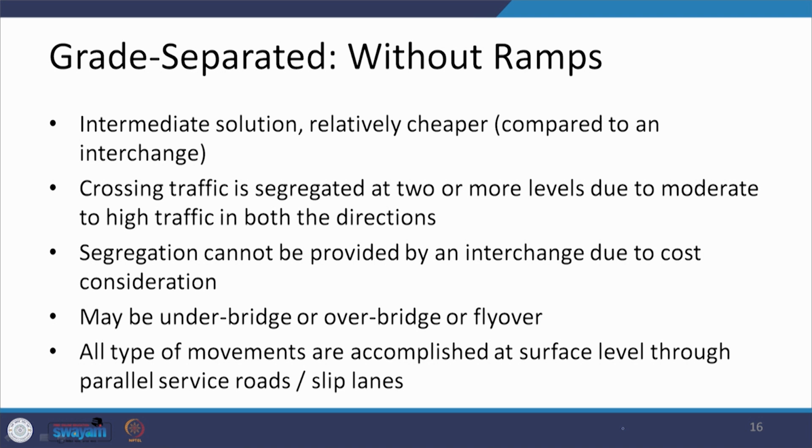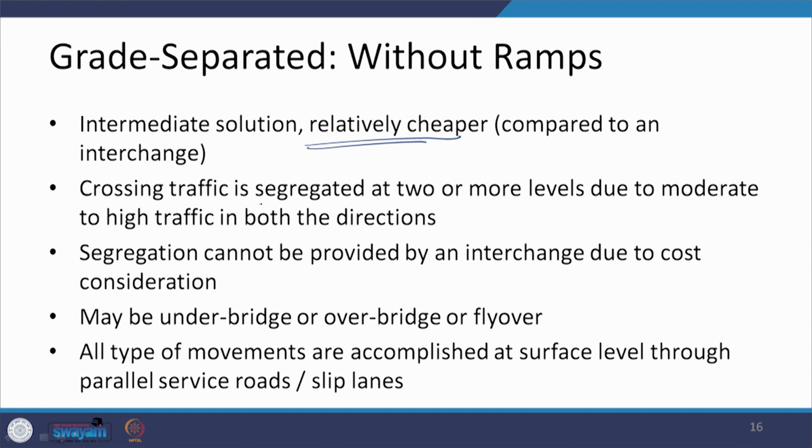So, let us talk about those grade separated intersections which are not having the ramps. As I said, because they are not having ramps, there is only a single solution where the two roads cross each other at different levels. That is relatively cheaper as compared to an interchange, but obviously costly with respect to the at-grade conditions.